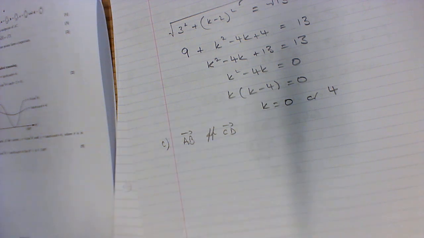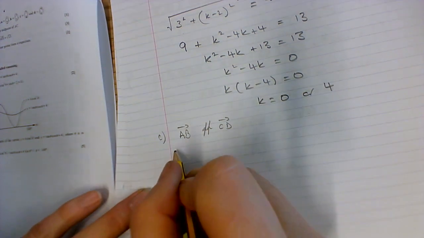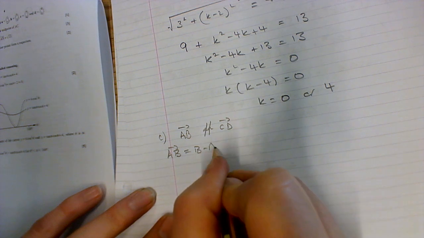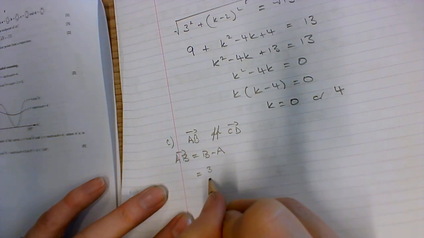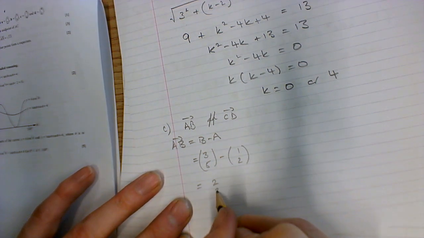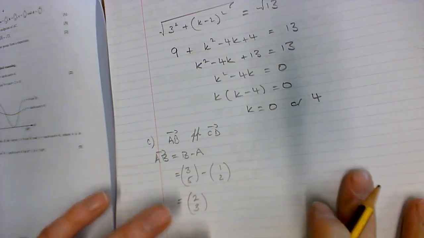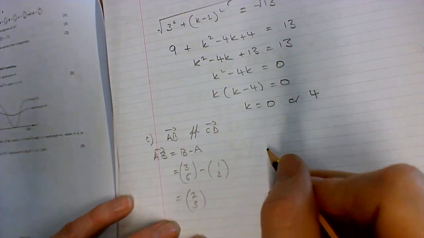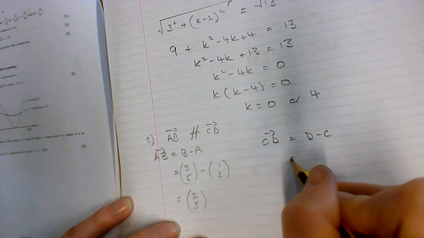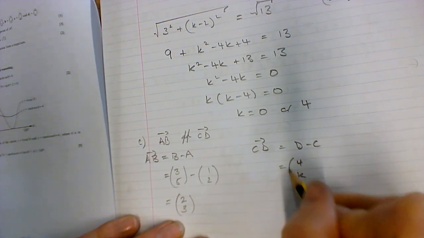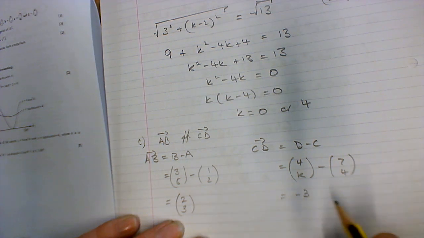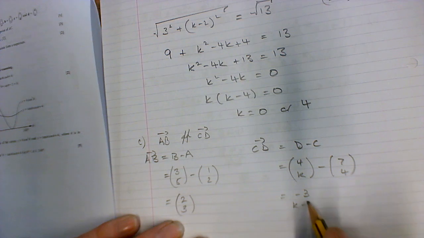Now, I want them to be parallel, so one's going to be a multiple of the other one. So let's work them out. So AB is B minus A. Okay, so B is (3, 5), take away A is (1, 2). So that's clearly (2, 3). So that's going to be AB. We've got CD, so C to D is the one that I've said, which is D minus C, which equals, what's D? D was that (4, k) thing, take away C, which is (7, 4), and that's equal to (minus 3, k minus 4).